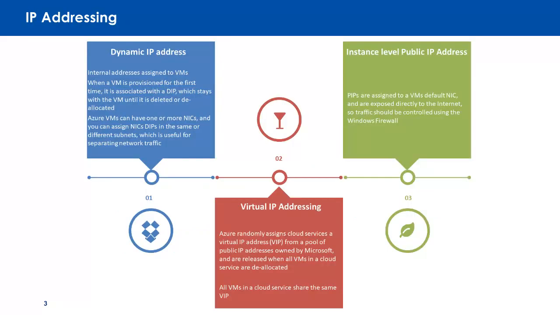The IP addressing can also be classified as dynamic IP addressing, or DIP, virtual IP addressing, or VIP, and public IP addressing, or PIP. A DIP is associated with a VM as soon as a VM is provisioned. It stays with the VM until the VM is deleted or deallocated. All VMs in a cloud share the same VIP. Azure randomly assigns VIPs and then releases when the VM is deallocated from the cloud. And PIPs are assigned to a VM's default network interface and are exposed directly to the internet, so traffic should be controlled using the Windows firewall.